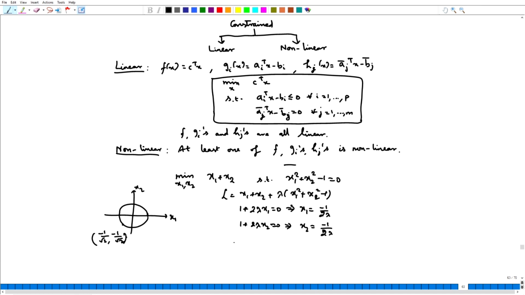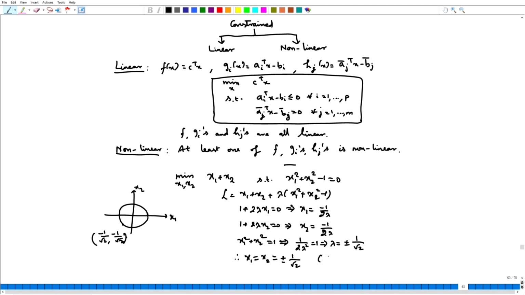So, x1 squared plus x2 squared equal to 1 implies 1 by 4 lambda squared plus 1 by 4 lambda squared, so 1 by 2 lambda squared equals 1. So, lambda is plus or minus 1 by root 2. Therefore, x1 equals x2 equals plus or minus 1 by root 2, because 2 lambda is plus or minus root 2, so that is minus 1 by plus or minus root 2, which is just plus or minus 1 by root 2. Of course, it gives two critical points.